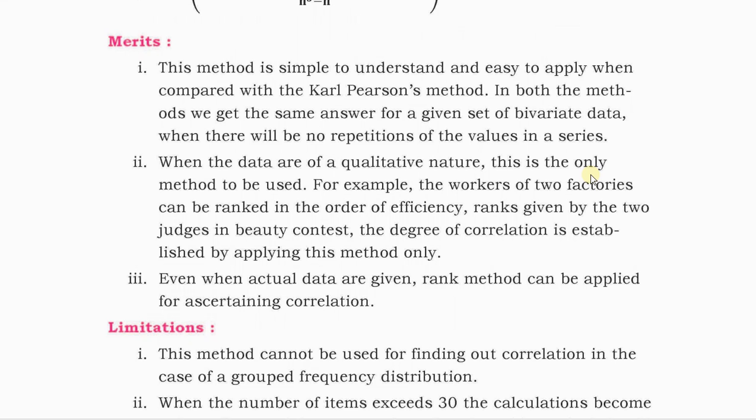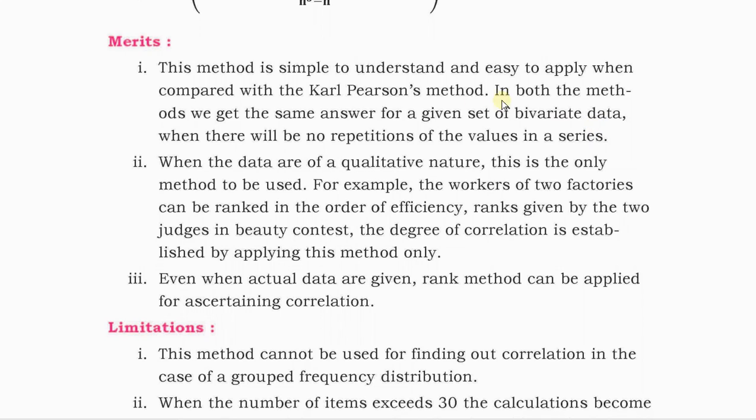Now let us look at some merits and demerits of this method. Now, the rank correlation coefficient method is simple to understand and easy to apply when compared to the Karl Pearson's method. In both methods, we get the same answer for the given set of bivariate data when there are no repetitions of the values in the series. So if there are no repetitions, then you will get the Karl Pearson's answer and the Spearman's result as identical.